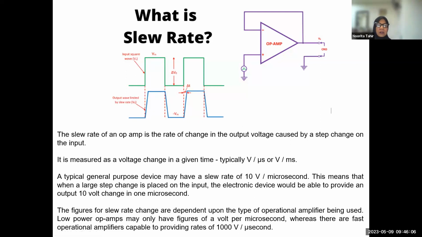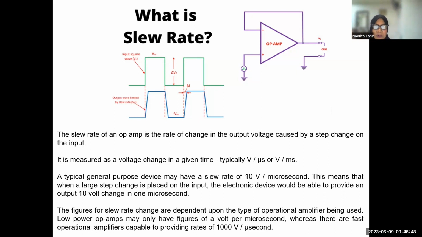An op-amp device may have a slew rate of maybe 10 volts per microsecond, which is acceptable. This means when there is a large step change at the input voltage, the device will only be able to provide a 10 volt output change in 1 microsecond. There is a delay of 1 microsecond, which is very fast. Our eyes could not capture it, but it occurs, and when it comes to electronics, it matters.